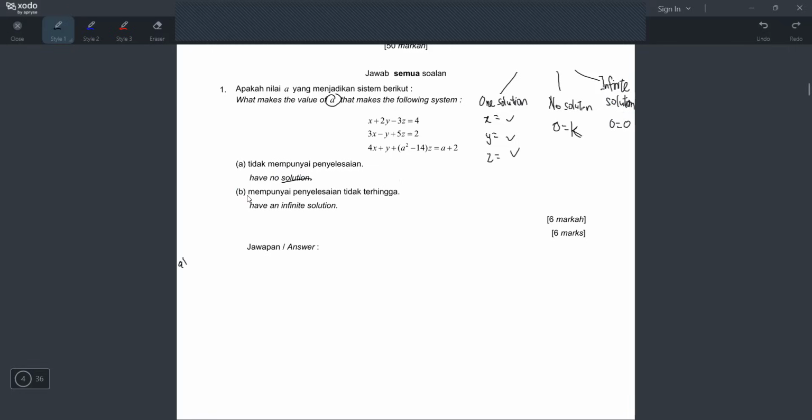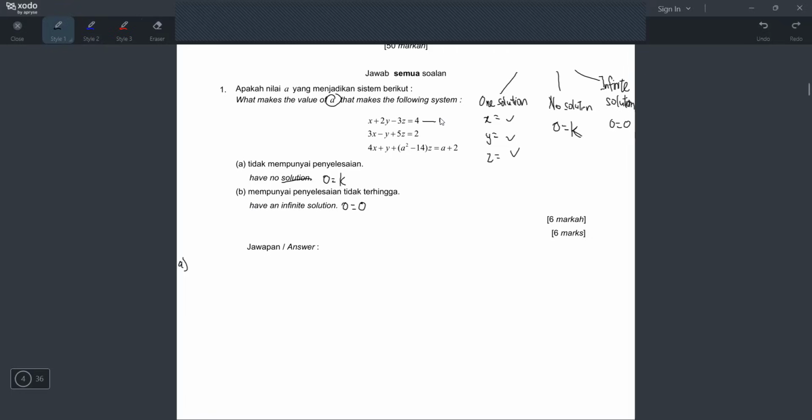So for part A, they want to find A when it has no solution. No solution means you will definitely see 0 equals k. And the k can be any number, by the way. So I'll just write k here. But if you want it to have infinite solution, it means you want the working to end up with 0 equals 0, right? So how do we make sure that the working ends up with 0 equals 0? It's actually very easy. You just do it like usual.